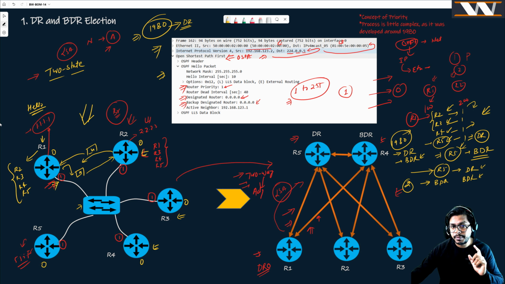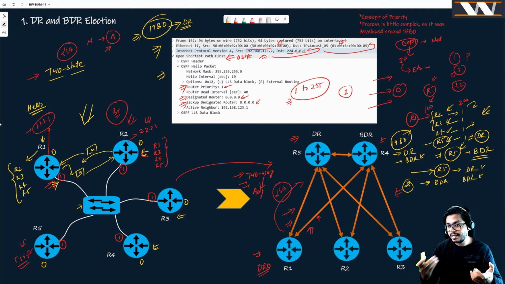So I'm repeating once again for your clarity that OSPF has only one algorithm through which it is only going to select BDR, right? And when it selects the BDR, which is router number 5, and it sees that there is no DR, it is going to promote it from BDR to DR.